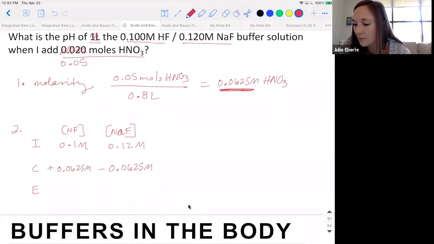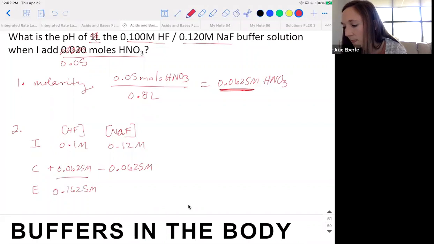So then you add these up. 0.1 plus 0.0625 is 0.1625. Okay. 0.1 minus 0.0625 should be 0.0375. Is that right? Is that what y'all got?